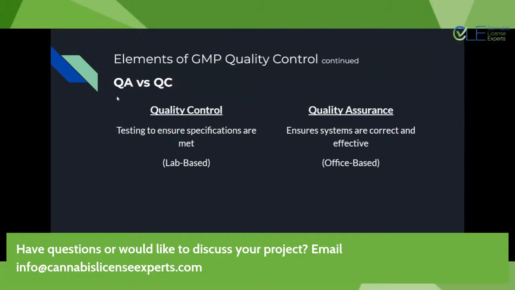Okay, elements, QA versus QC. What is quality control responsible for, whereas what is quality assurance responsible for? Quality control is in charge of lab-based activities, and quality assurance are your office-based activities. So quality control is testing to ensure the specifications are met, and then quality assurance is ensuring that the systems are correct and effective to ensure that those testing specifications are met, if that makes sense.